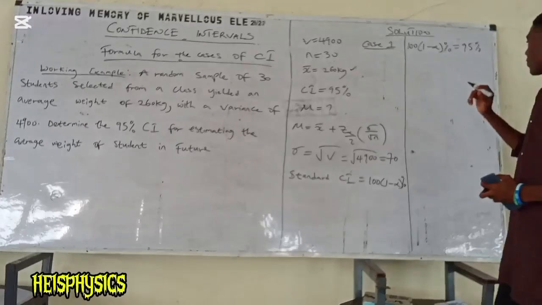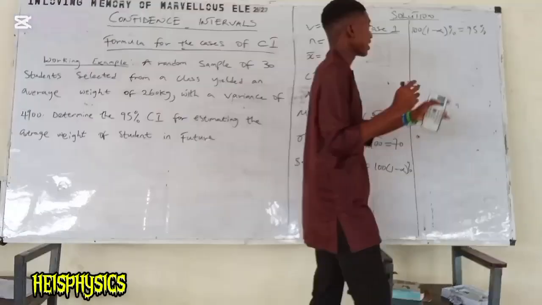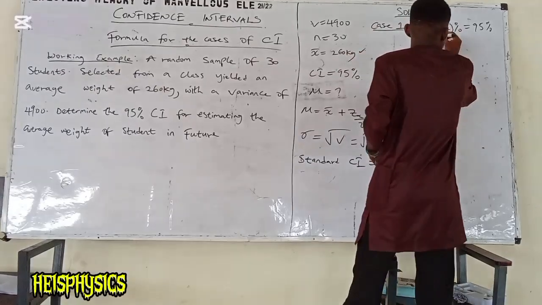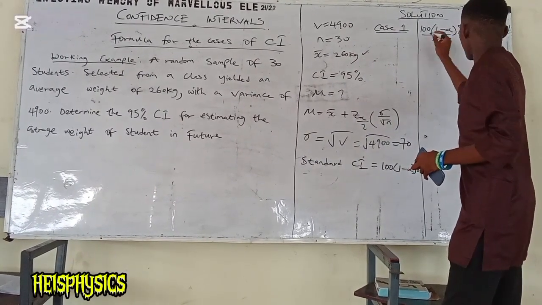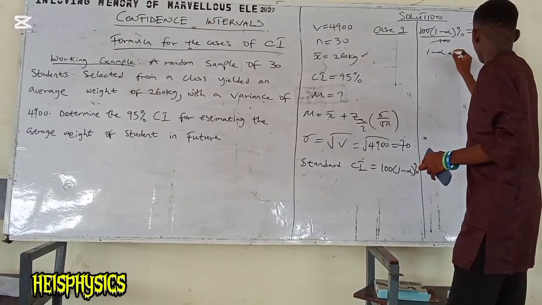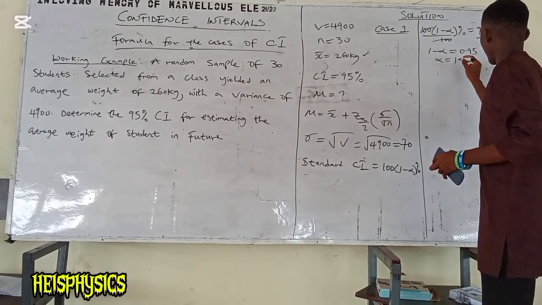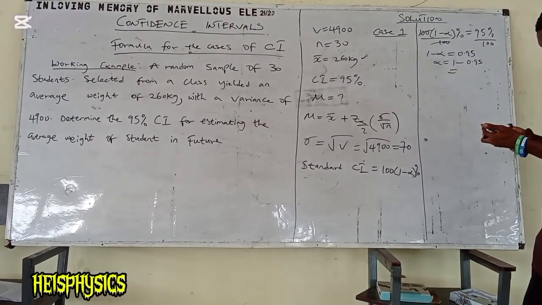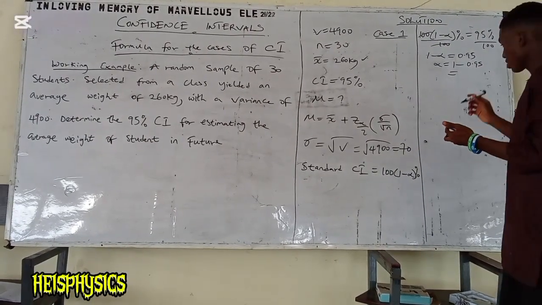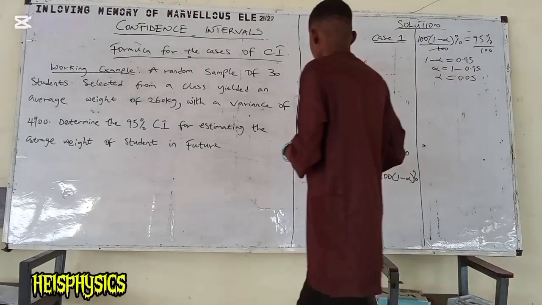Let's find our alpha. Let's divide both sides by 100 to remove the percentage, so the 100 cancels. So 1 minus alpha equals 0.95. Alpha equals 1 minus 0.95, which is equal to 0.05. This is our alpha.